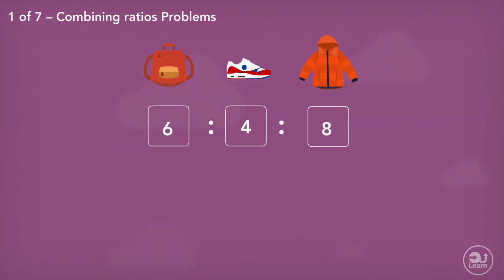All that is left to do is simplify the ratio. 6 to 4 to 8 all have a factor of 2. Dividing these values by 2 gives us the simplified ratio of 3:2:4.